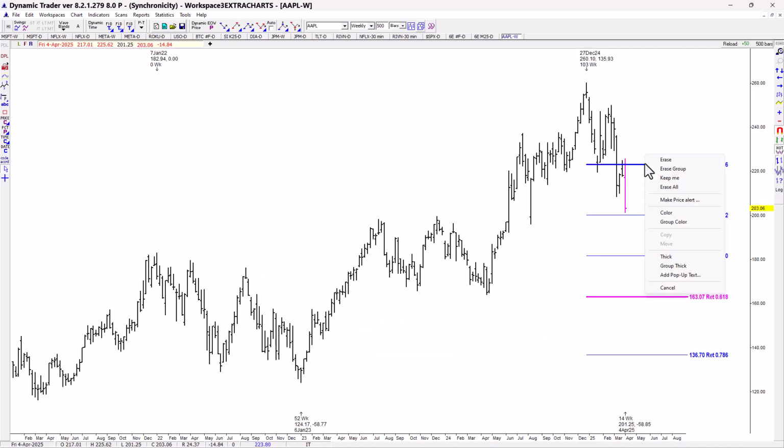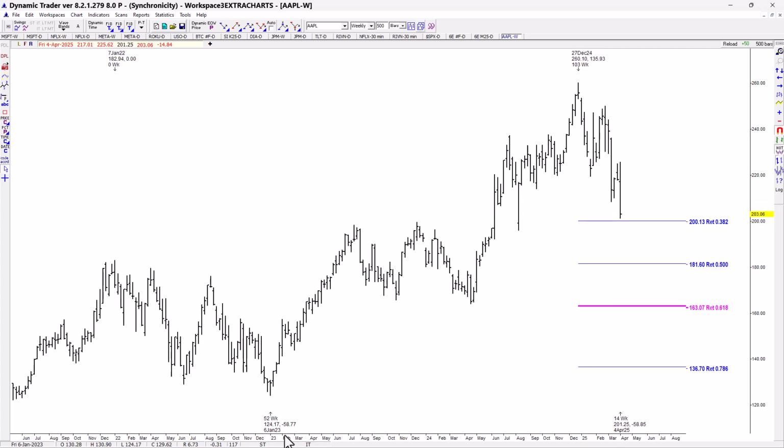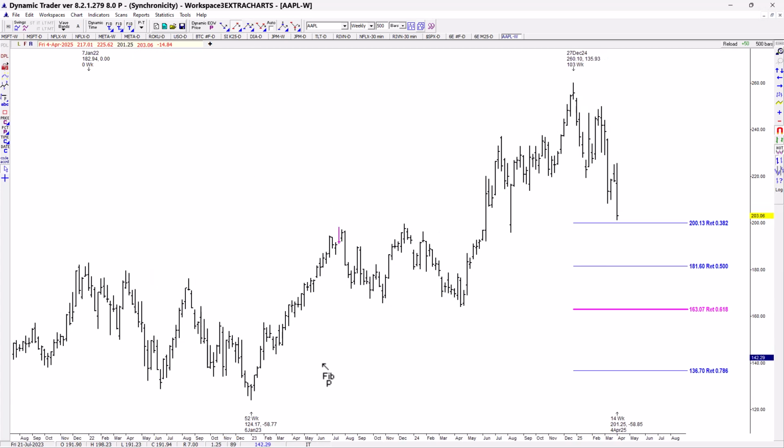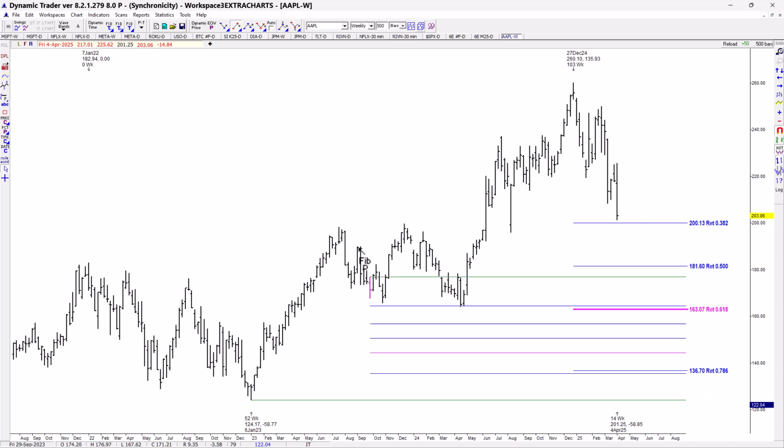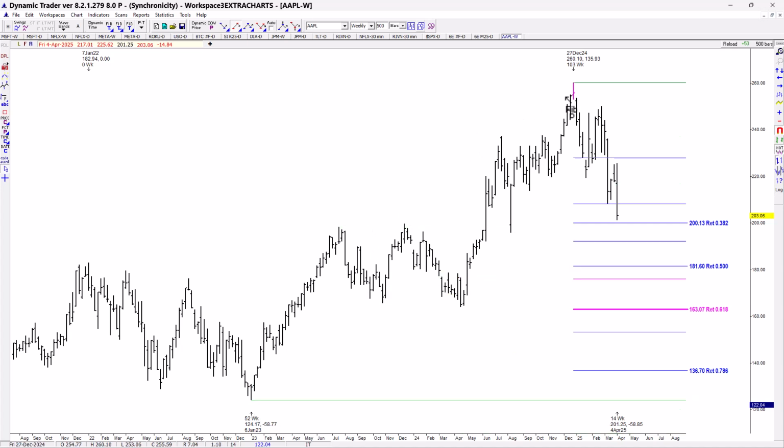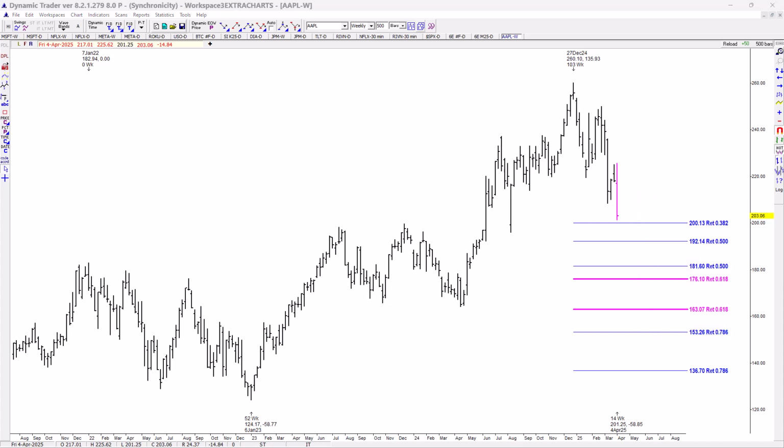Okay, so we have a 382, just a little bit below current levels. Then let's try the next key, slightly higher low to the high. Okay, and we are through that at this point. And then we have, let's see, a more recent low to high. Oh, there's a 618 retracement there.